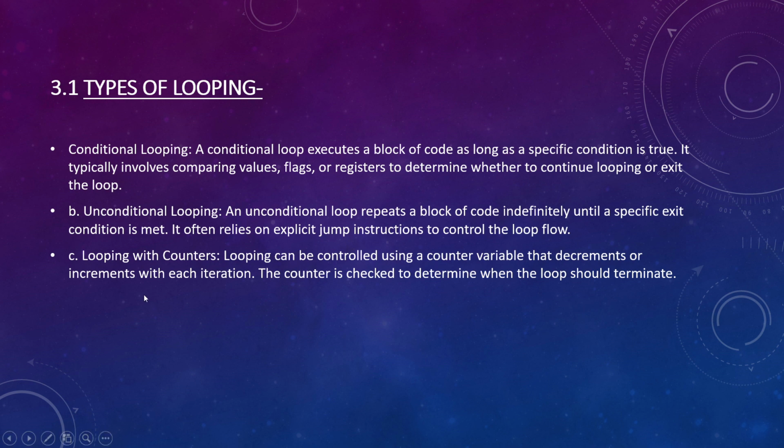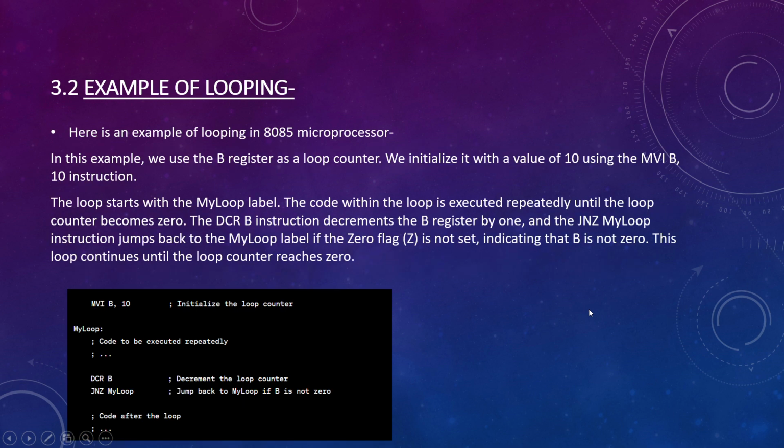The third one is looping with counters. In this method, the looping can be controlled using a counter variable that decrements or increments with each iteration. The counter is checked to determine whether the loop should terminate. Now we will look into an example of looping.